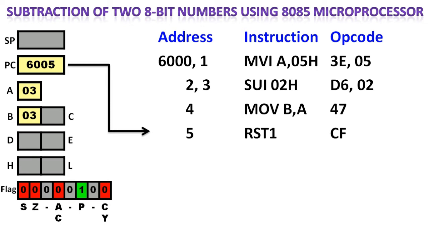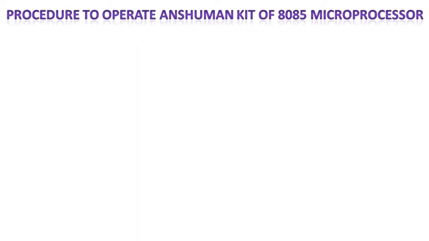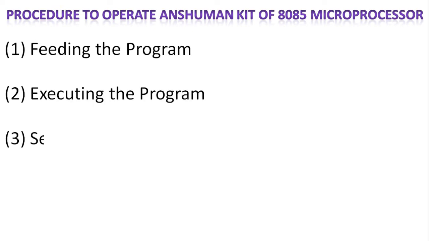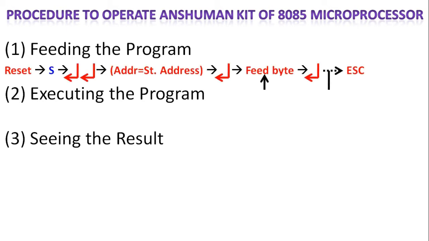Now let us see the actual process that we follow on Anshuman kit. Procedure to operate Anshuman kit of 8085 microprocessor. In total we have 3 processes: feeding the program, executing the program, and seeing the result. In feeding the program, first of all we have to press the reset key, which is available on the right bottom corner of the kit. A red key is there.